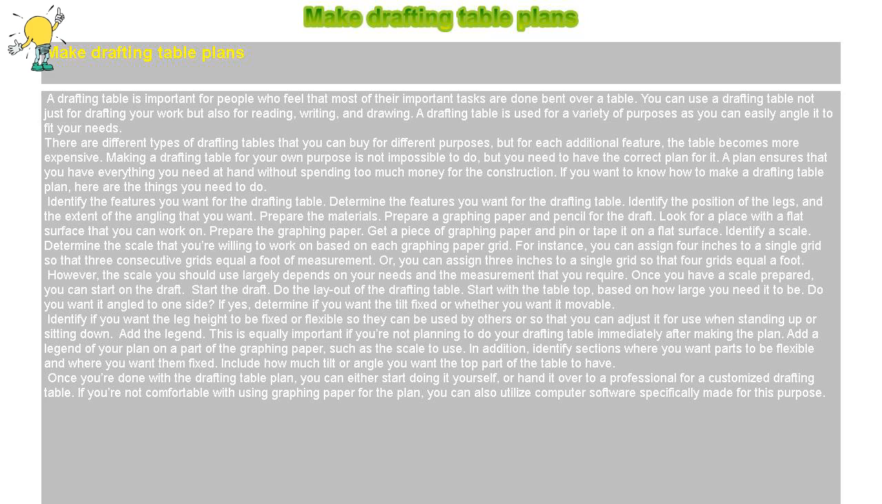Identify a scale. Determine the scale that you're willing to work on based on each graphing paper grid. For instance, you can assign 4 inches to a single grid so that 3 consecutive grids equal a foot of measurement. Or, you can assign 3 inches to a single grid so that 4 grids equal a foot.